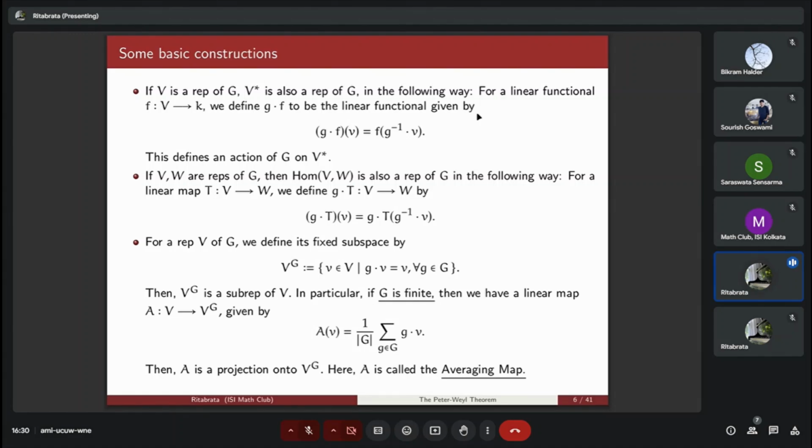The thing is, by action we usually mean a left action of the group. We can check that if we define g dot f of v to be f of g dot v instead of f of g inverse dot v, then this will give a right action on V dual. This is a common thing: if we apply the group element inside a function, then a left action converts to a right action, and if it was a right action, it converts to a left action.